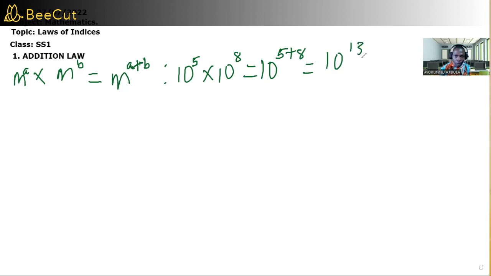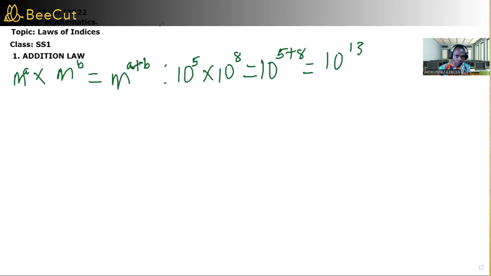Can you see what's on the board now? Yes, sir. Is it clear to you? Yes, sir. Okay, very good. So 5 plus 8 gives us what? 13. Very good. So that is about the first law. So we are going to be having questions that are going to be combining most of these laws. So let's go to the second law now.